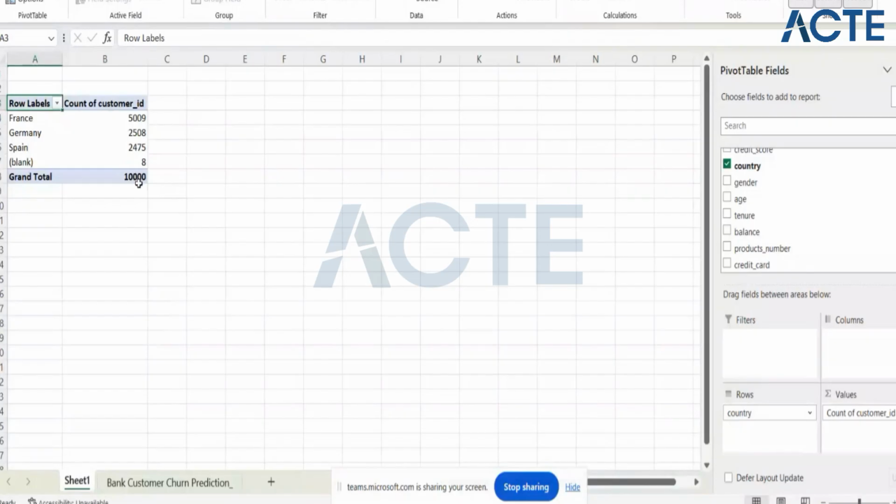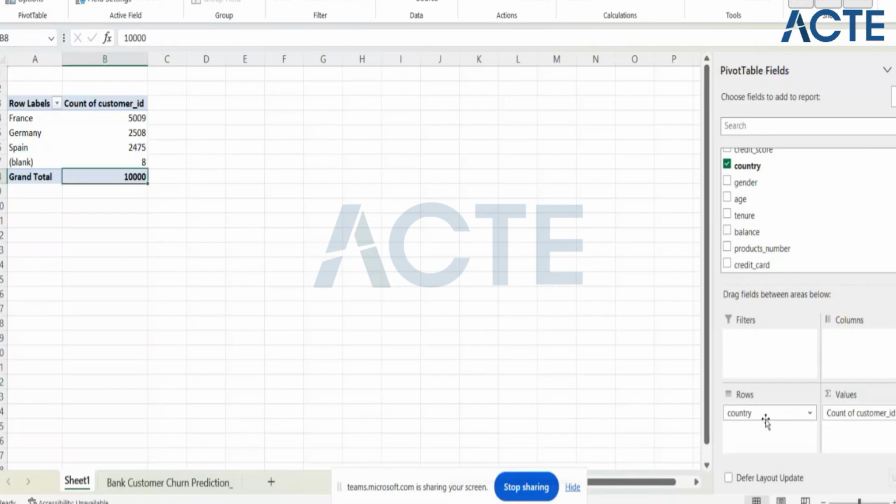So what is the total number of customers? 10,000. But within those 10,000, France, Germany, Spain are different categories, right? They are the countries actually. So what is the name of the category? Country. And France has 5,009 customers. Germany has 2,508 customers and 2,475 for Spain, right?